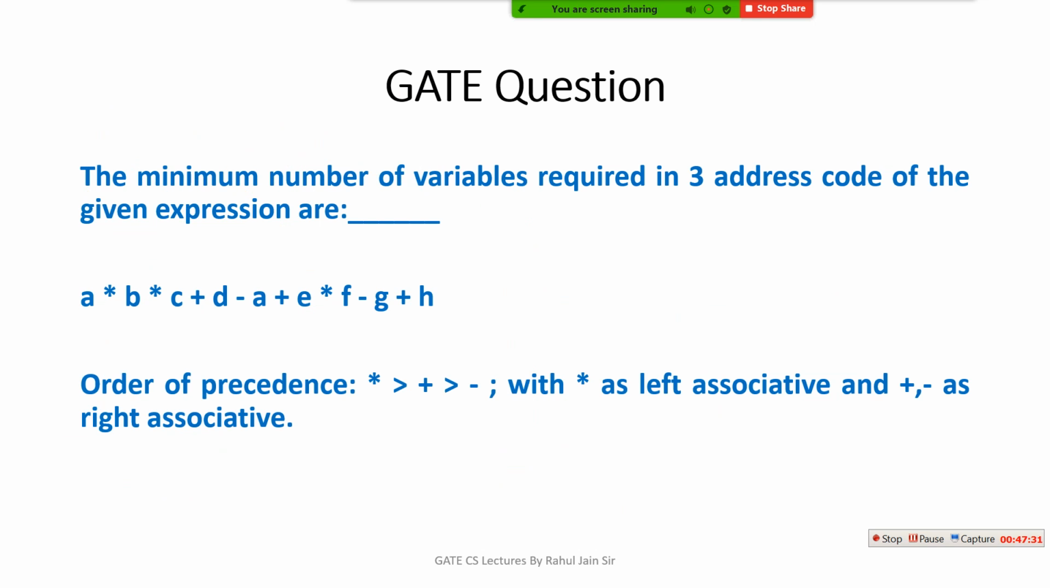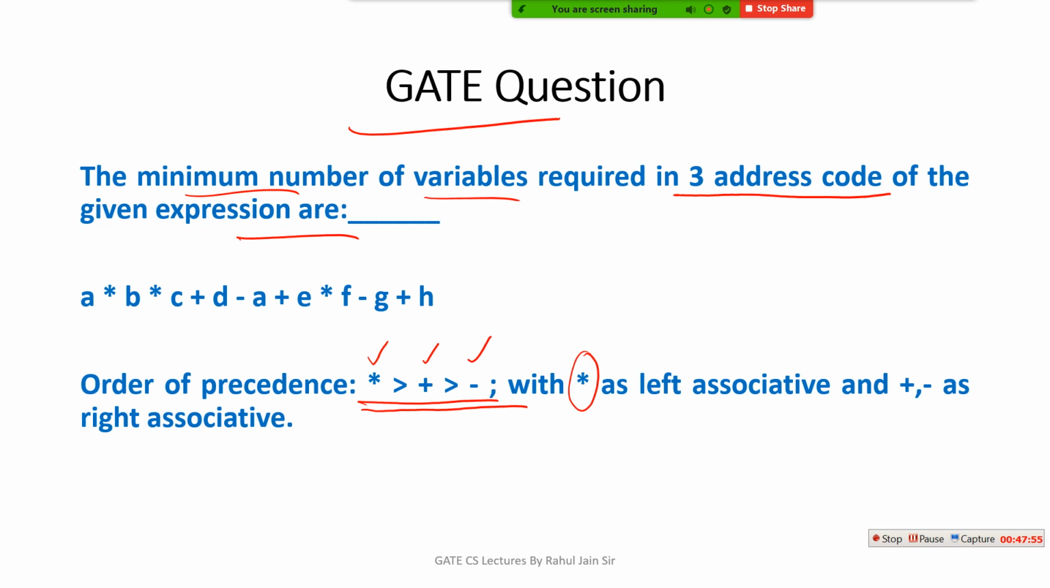Next question is in front of you. It is also a previous year GATE question. The question is: the minimum number of variables required in the 3 address code of the given expression. The order of precedence is in front of you. Multiplication has higher precedence than plus. Plus has higher precedence than subtraction. Multiplication is left associative, and addition and subtraction are right associative.